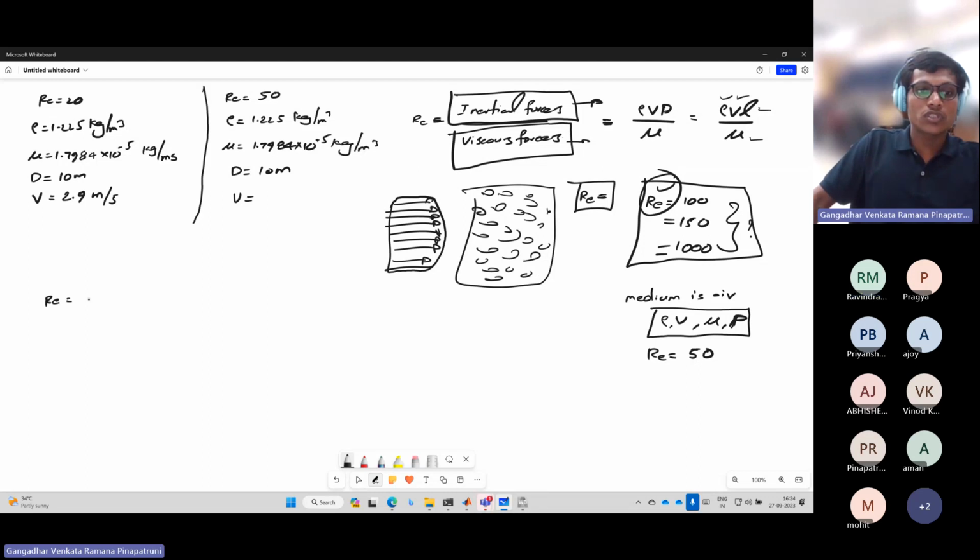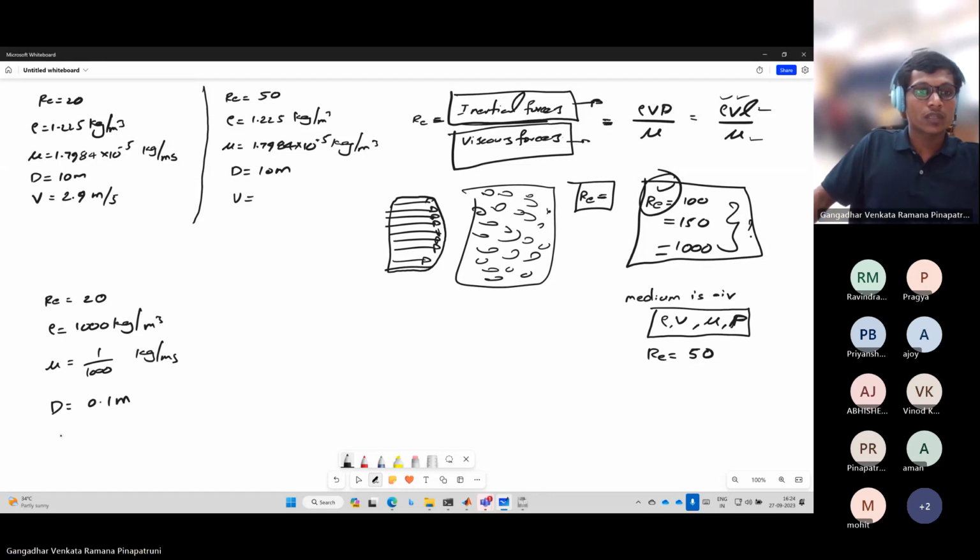We have another provision to change the diameter, the geometry that we are taking. So let's take water again. This is the final calculation that we are going to do; you will be ending up here today. Density is 1000 kg per meter cube, mu equals 1 by 1000 kg per meter second, and diameter d equals 0.1 meter, and velocity v equals? Can you quickly find it out?